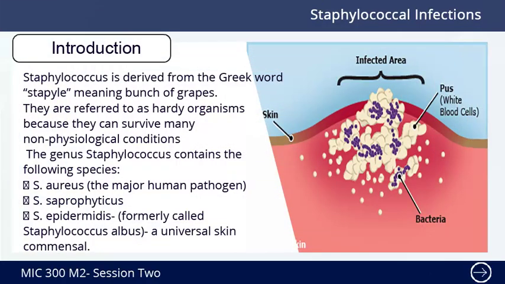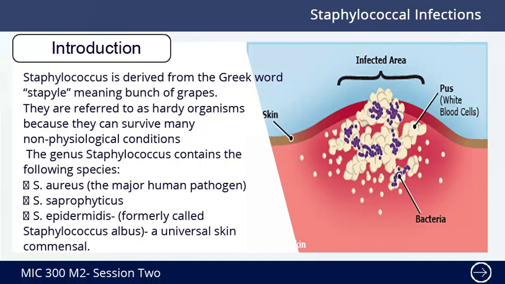Introduction. Staphylococcus is derived from the Greek word staphyli, meaning bunch of grapes. They are gram-positive cocci arranged in clusters. They are referred to as hardy organisms because they can survive many non-physiological conditions. Staphylococci include a major human pathogen and skin commensals.